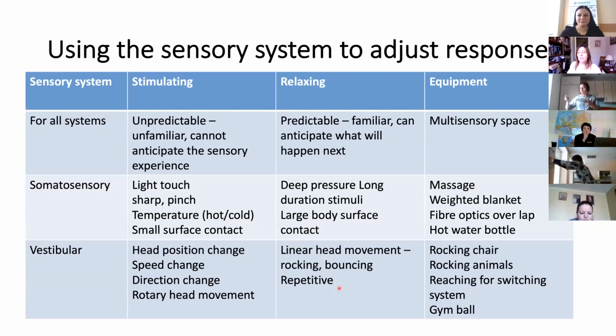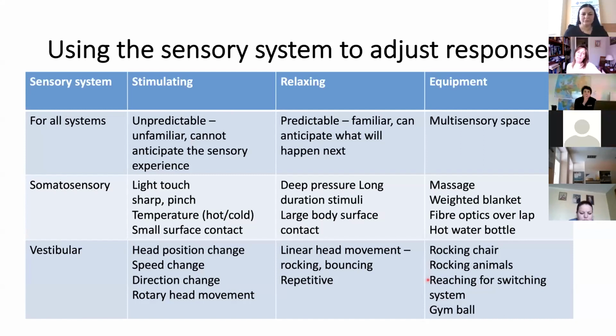So items that we might use, obviously with older adults, we might use a rocking chair. For children, we can get rocking animals. But you may actually just use switching systems, so getting children to actually reach in the midline or maybe randomly reach at different directions will increase level of stimulation.